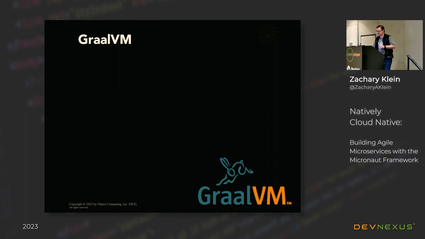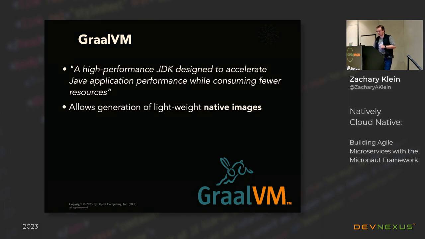I don't want to spend too much time here on GraalVM, but I just want to mention it briefly. GraalVM, who's familiar with GraalVM in this room? Okay, a few of you are. So just very high level, it's a high performance Java development kit that, among other things, allows you to generate something called a native image, which is essentially a binary executable file. It's very lightweight, it's specific to the architecture you build it on, so you're kind of giving up the build once, run anywhere sort of thing. But it's extremely performant, and it does not support reflection very well. That's part of how it's able to be so lightweight.